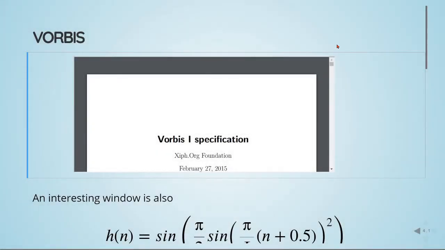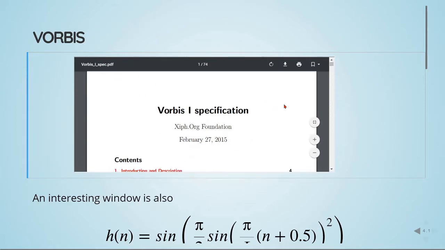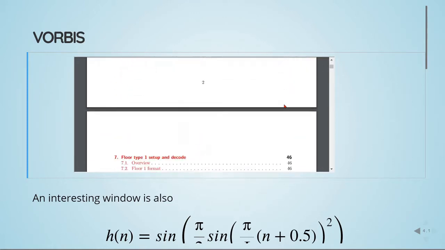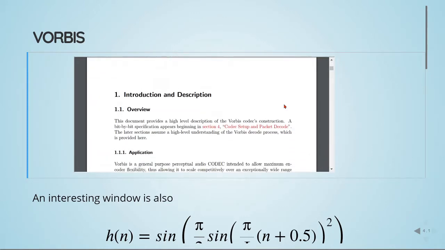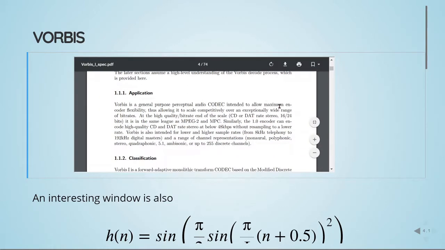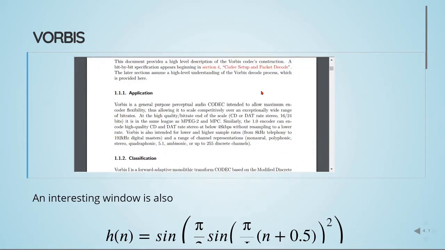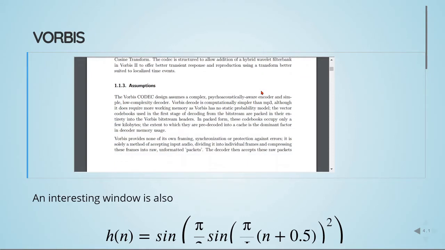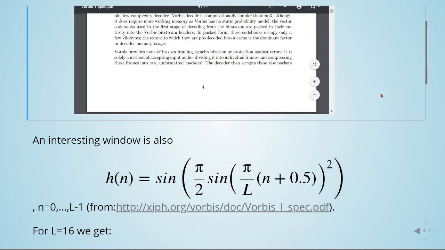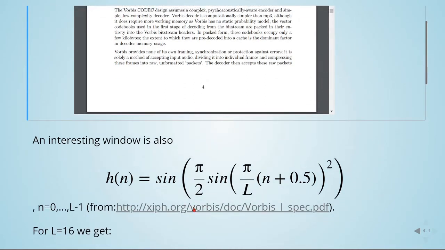Another example is a window used by the Vorbis. So you can take a look at this PDF, which is the Vorbis specification. The Vorbis is a perceptual audio codec, intended to allow maximum encoder flexibility, allowing it to scale competitively over a wide range of bit rates, and they use windows there as well. And it's given by this equation here.